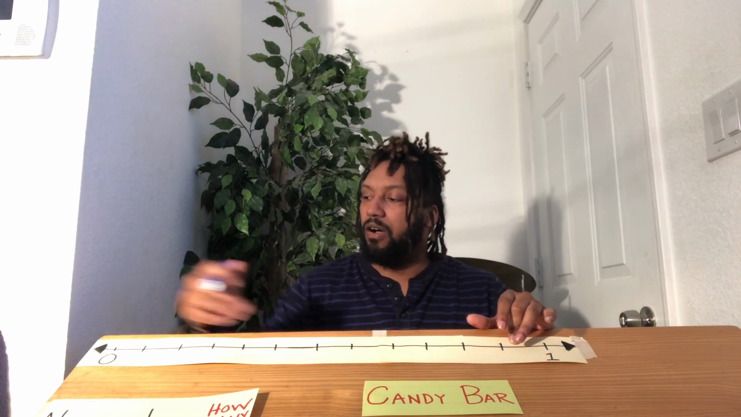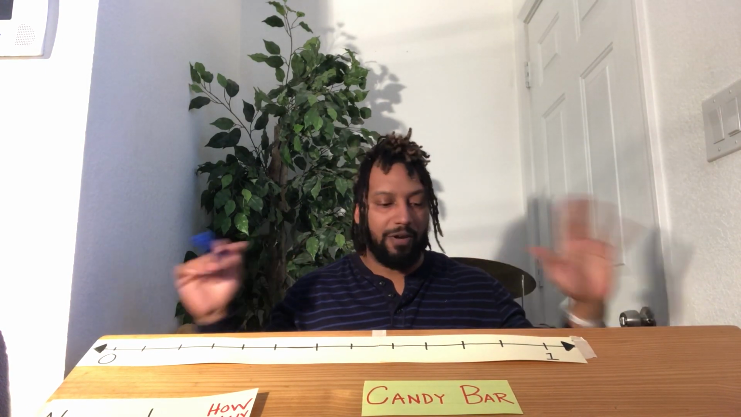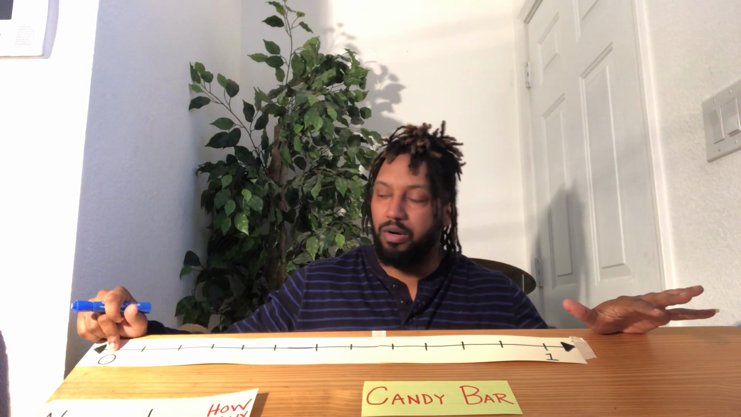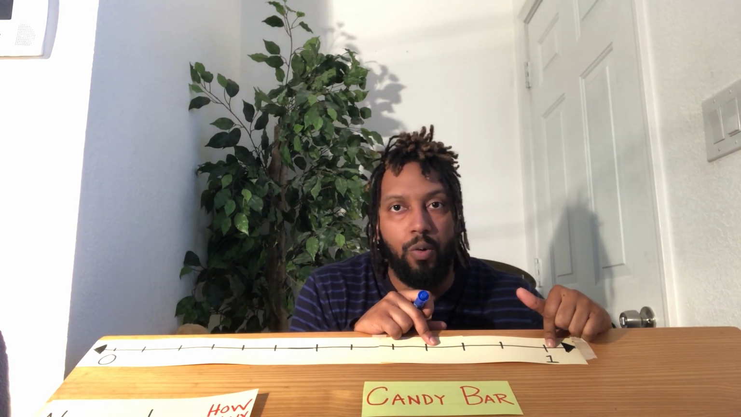So we're going to label our fractions here on the number line, going from the beginning till we get to our one whole candy bar, which we started off with from the beginning. So the very first thing we do is we're going to make our jumps. We're going to start at 0, and we're going to jump each of these lines until we get to our whole number. And we're going to count our jumps as we make them.